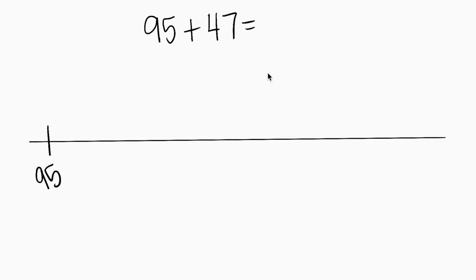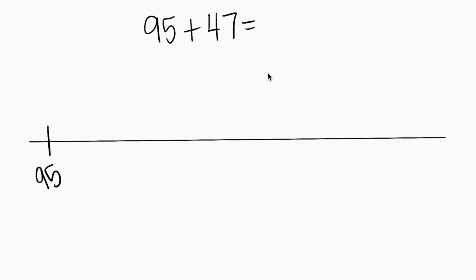If we were to start with the 47 and add 95, we'd still get the same answer, but we would have a lot more work to do. And we're always trying to be the most efficient when we're doing math and find what works for us. So when you do addition on the number line, just go ahead and start with the larger number. So let's start with 95.